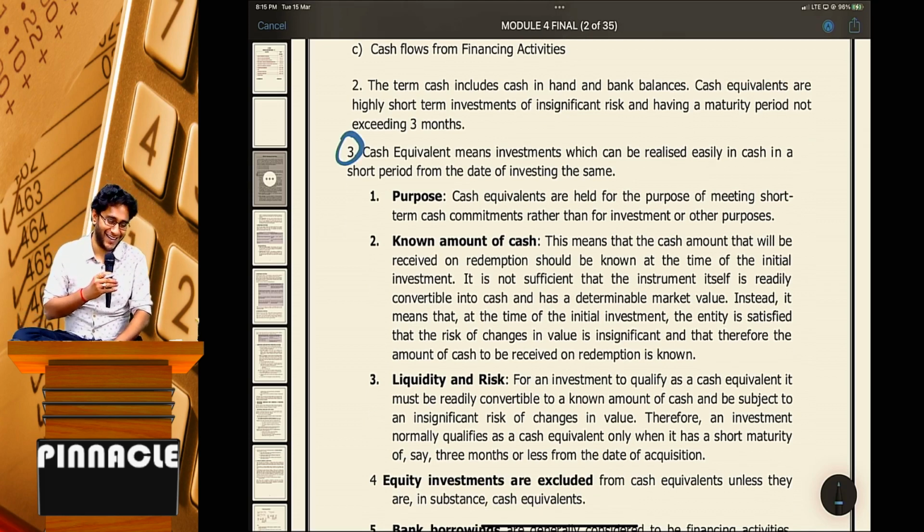Cash equivalent means investments which can be realized easily in cash in a short period from the date of investing the same. Cash equivalents are held for purpose of meeting short-term cash commitments rather than for investment or other purposes. Suppose, sir, I have to pay creditor after 1 month.